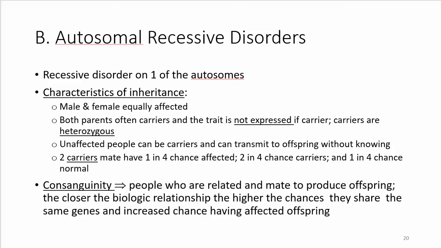We see this in problems in royal families. There are certain autosomal recessive disorders that kind of run in some of the royal families across Europe because of being closely related.